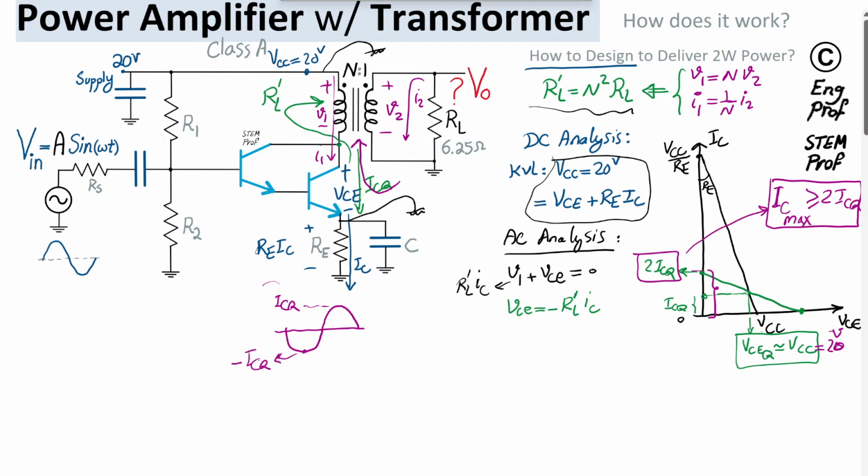As we are doing this sort of AC swing for the output AC current, so this is the AC current at the output, or at the primary of the transformer. So output meaning at the primary of the transformer.